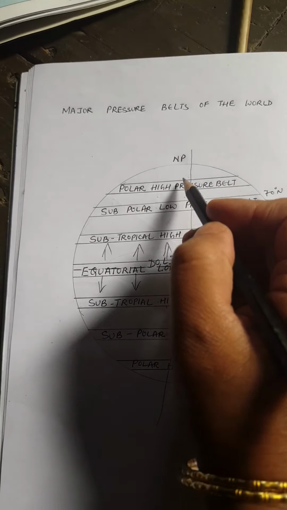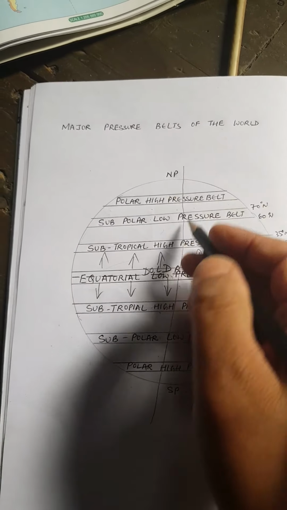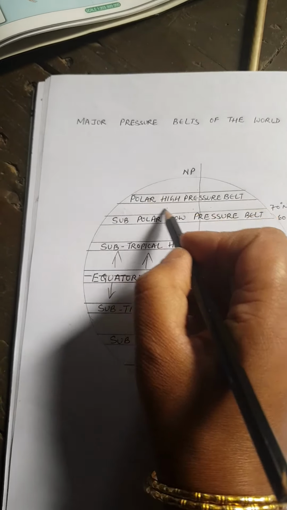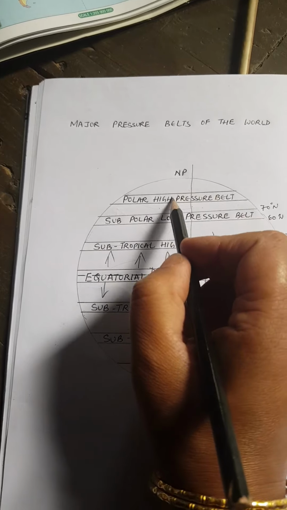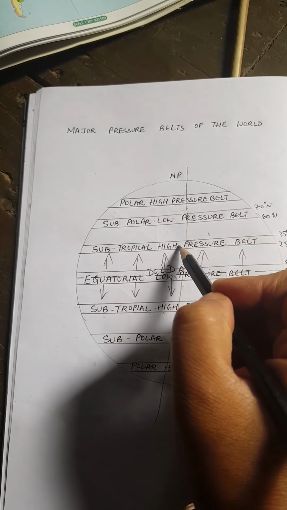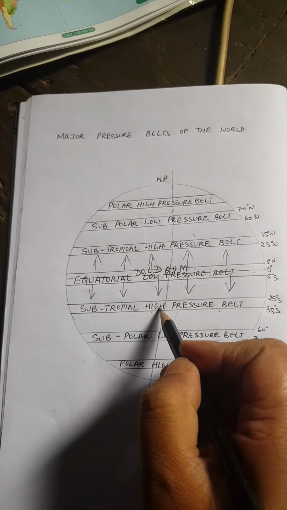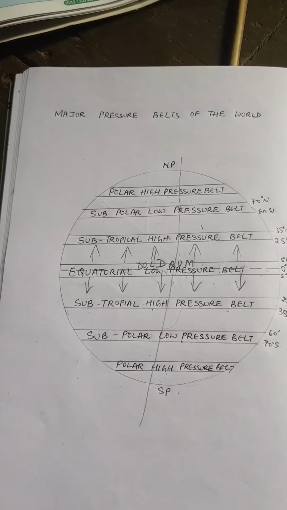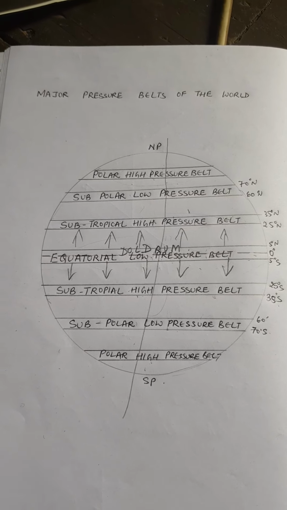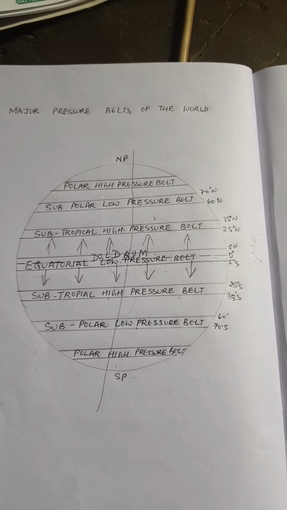The rising air even reaches up to the polar region here and here. After they reach over here, they become heavier, they become denser, and they come and settle down here in the subtropical high pressure belt. That is another factor why the pressure is high in the subtropical region.